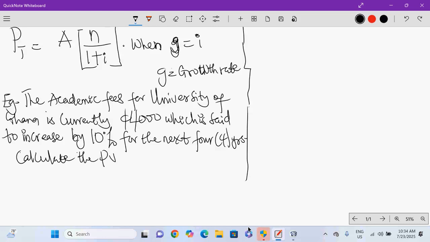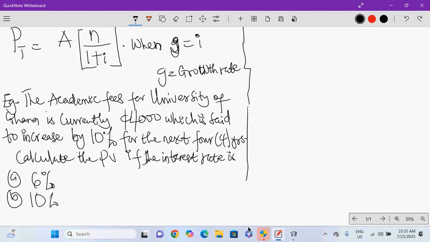the present value if the interest rate is A, 6%, B, the interest rate is 10%. So the academic fee for University of Ghana is currently 4,000, which is set to increase by 10%.